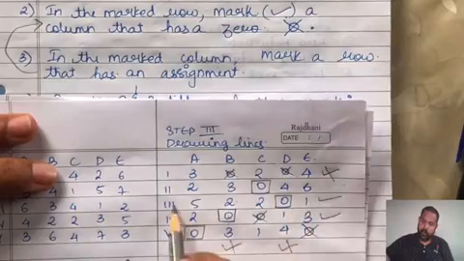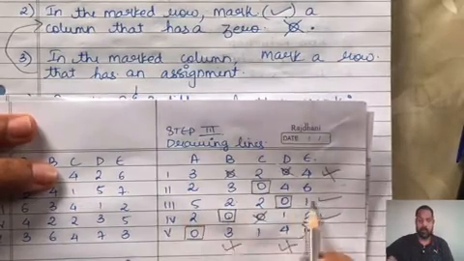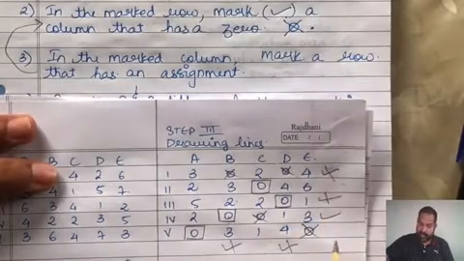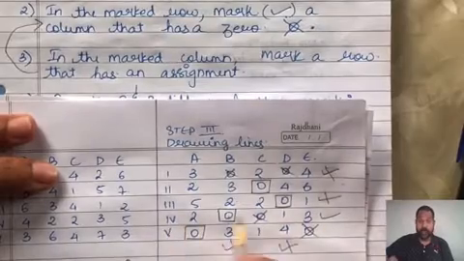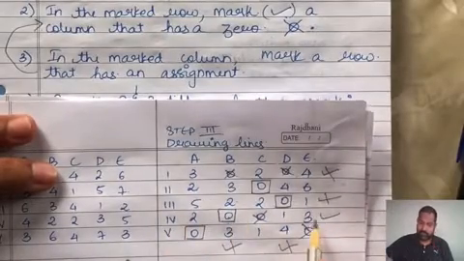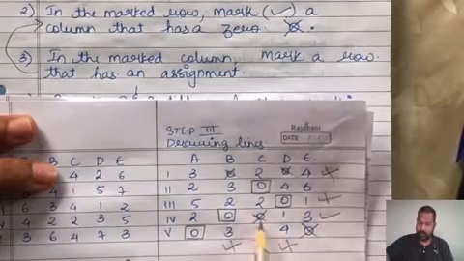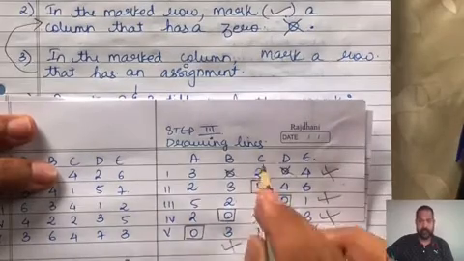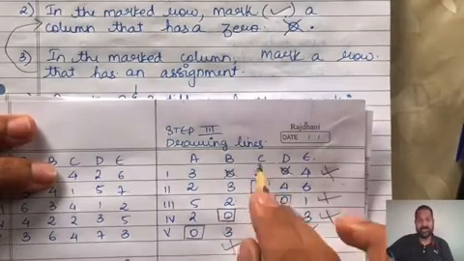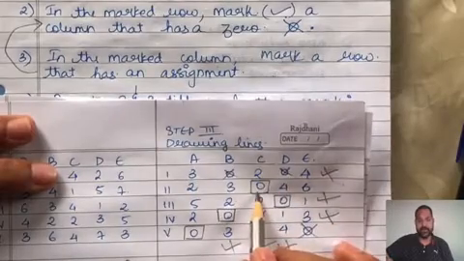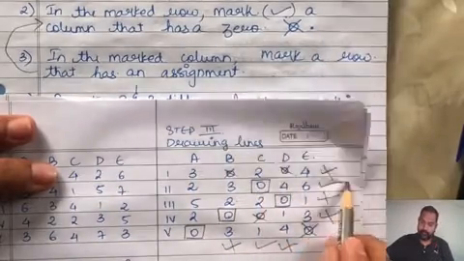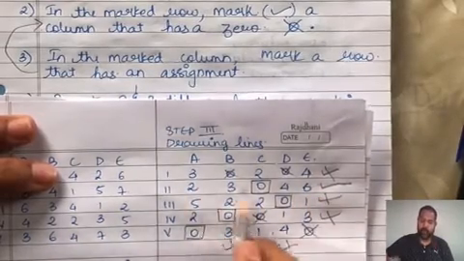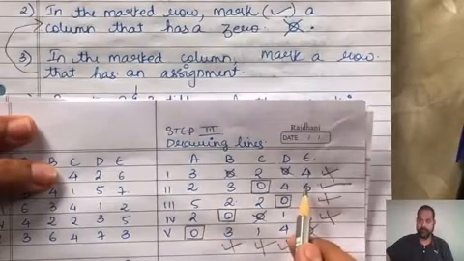In the marked row, mark a column that has a 0. Well, there is no 0 here. There is only an assignment. Then done. In the marked row, mark a column that has a 0. Well, there is a 0 here. Then mark it. Done. In the marked column, mark a row that has an assignment. Well, this is the assignment. Cancel. In the marked row, mark a column that has a 0. No 0. Done.